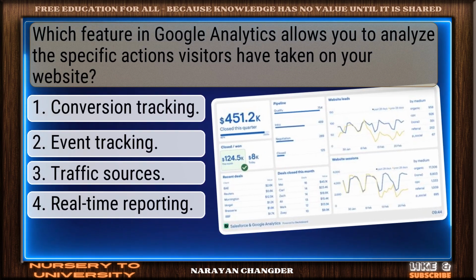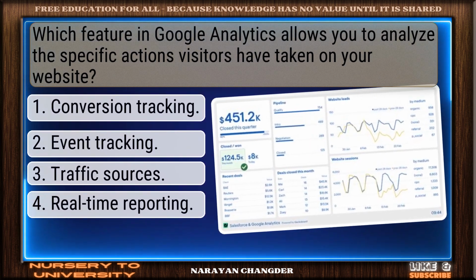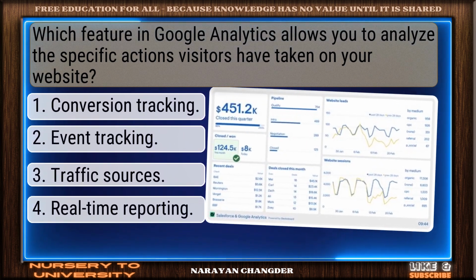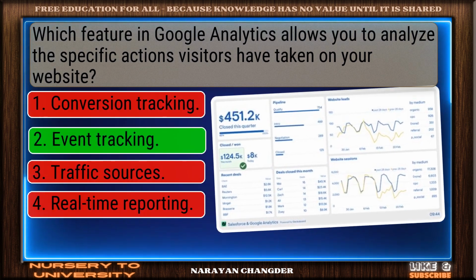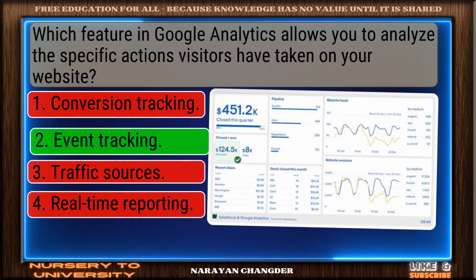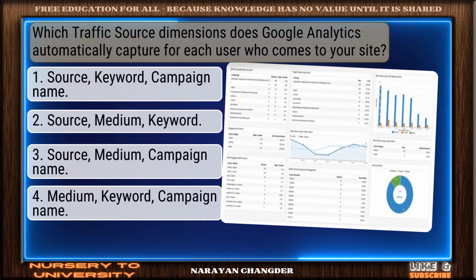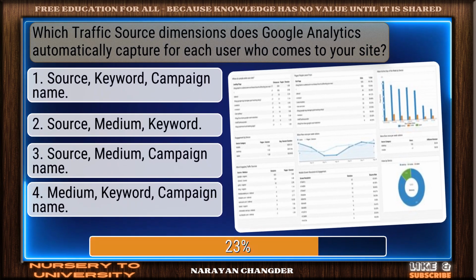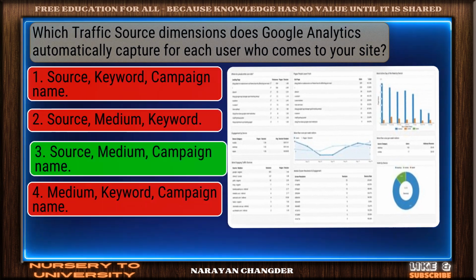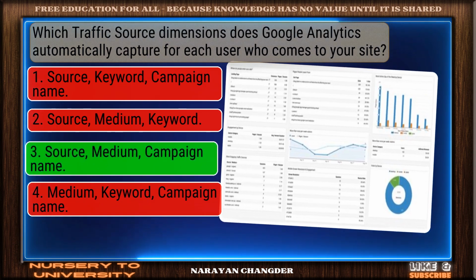Which feature in Google Analytics allows you to analyze the specific actions visitors have taken on your website? Bravo! Event tracking is the answer. Which traffic source dimensions does Google Analytics automatically capture for each user who comes to your site? Exactly. Source, medium, campaign name makes sense.